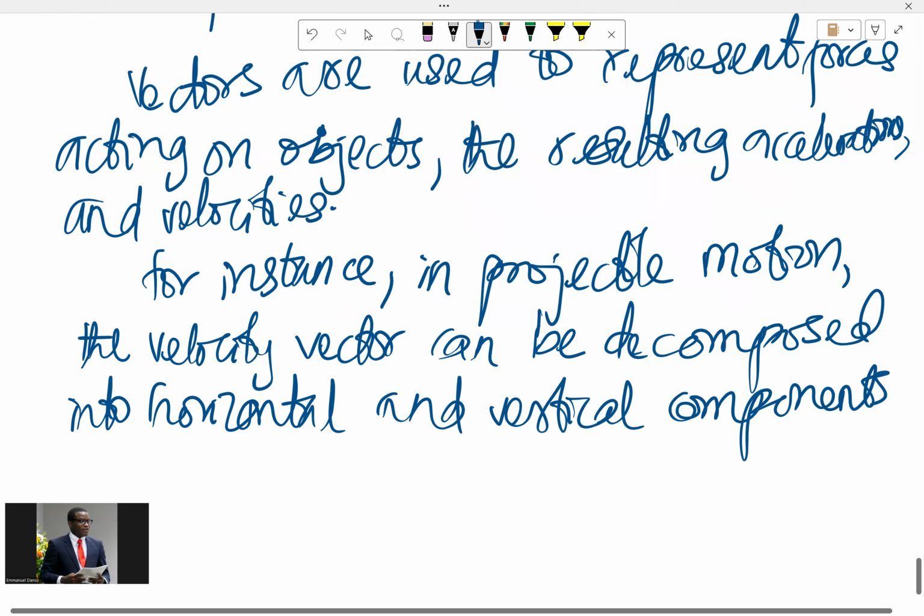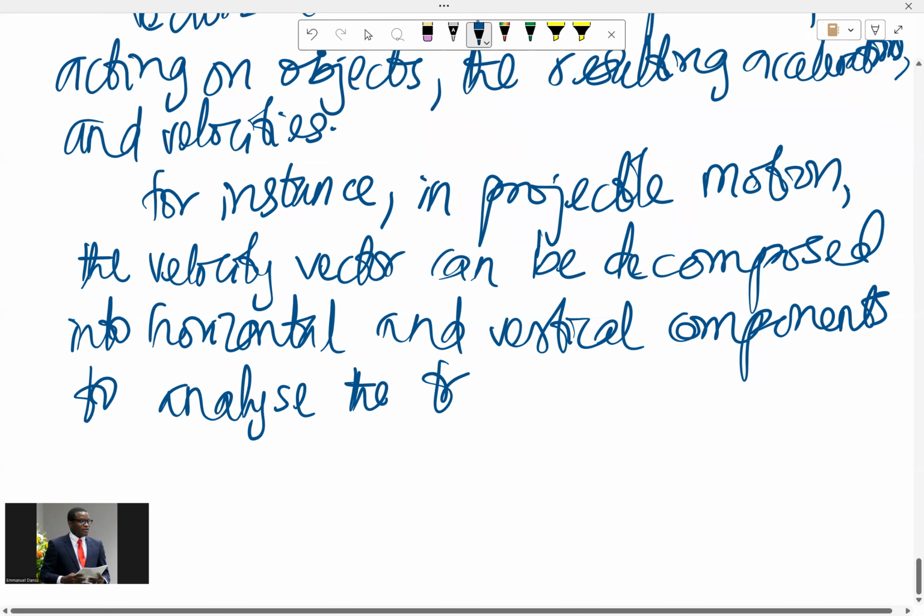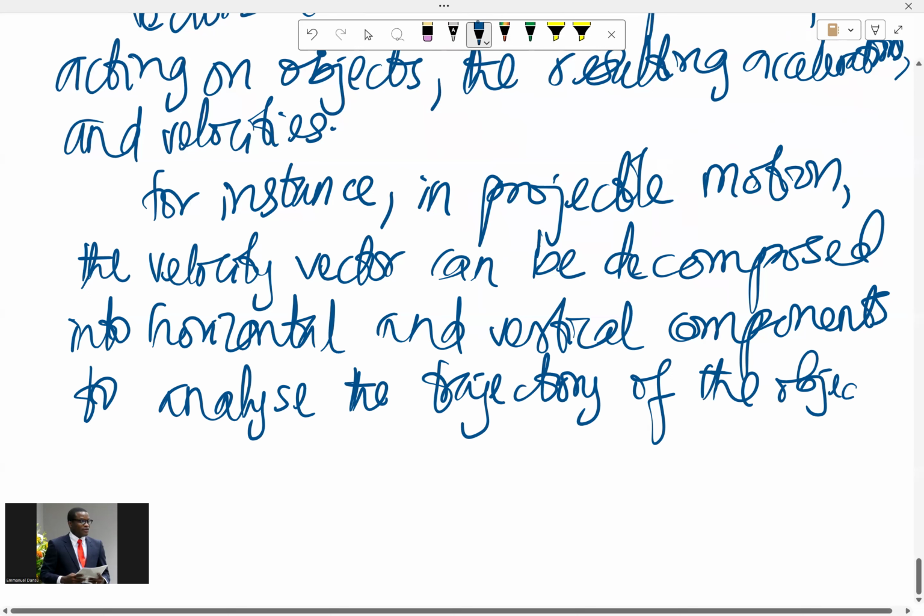So, we've seen the composition of vectors. In the previous video, where we looked at vector components, we saw how that could be done. A vector can be decomposed into horizontal and vertical components to analyze the trajectory of the object. Okay. So, let's do a simple example and get it moving.